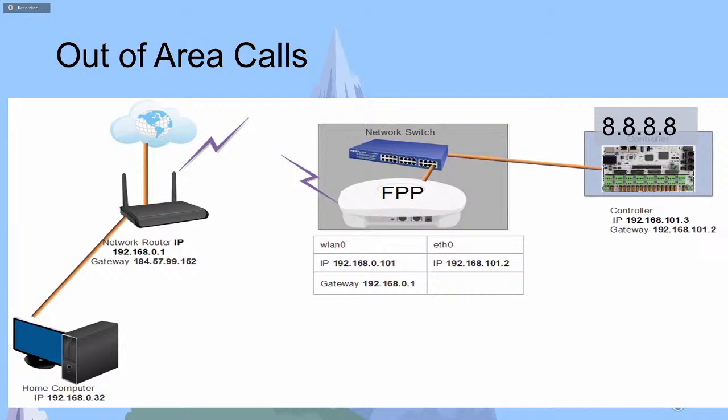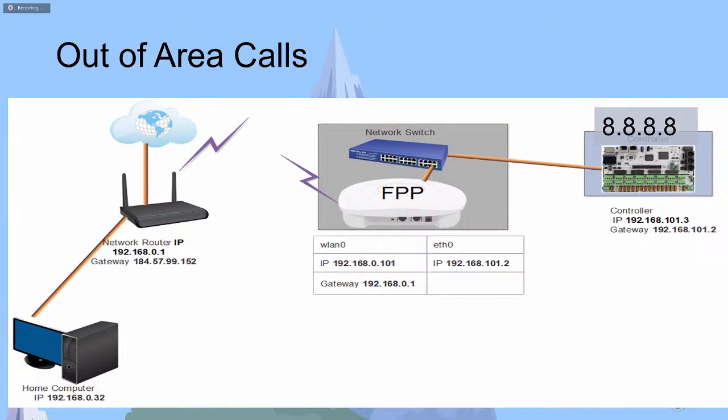They all have the first three numbers of 192.168.0. Your controller and the ETH0 side of your FPP device are all on a different subnet than your home network, and that is 192.168.101. And you've got 101.2 for the FPP and 101.3 for your controller. This is typically referred to as having a show network.